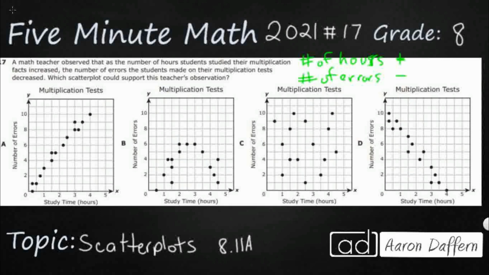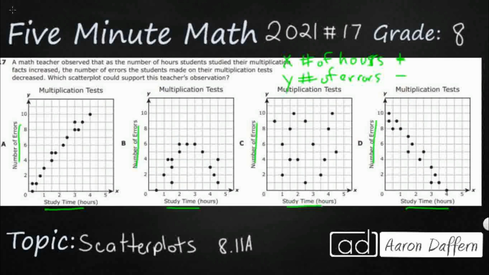Well, where do we have the number of hours? It looks like on all of these we've got our study time, number of hours. That's our x. All right, so as our x increases, gets bigger, the number of errors is going to be our y-axis. So then our y-axis is going to decrease. So which scatterplot best represents that?